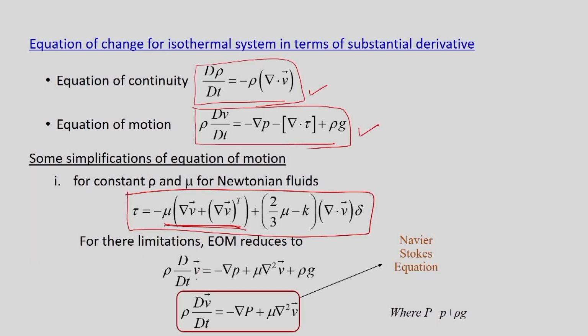Now, if you consider only the first term of this particular equation, then rho Dv by Dt is equal to minus del p plus mu del square v. Del dot mu del v is mu del square v, plus the rho g gravitational term as it is. If you combine the del p and the rho g term and write it as capital del P, you can write this equation as rho Dv by Dt is equal to minus del P plus mu del square v, which is also known as the Navier-Stokes equation.